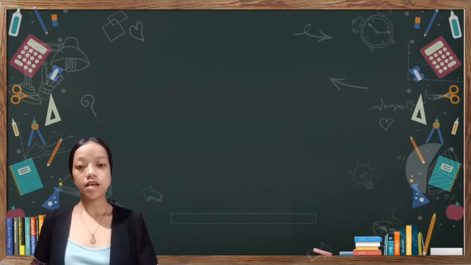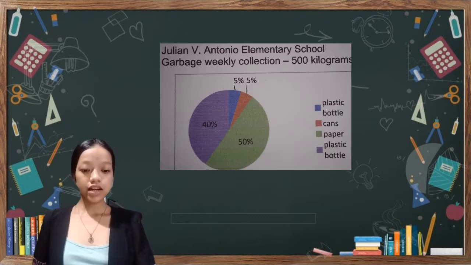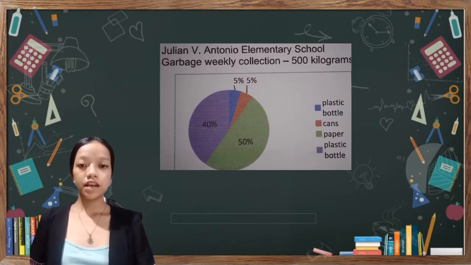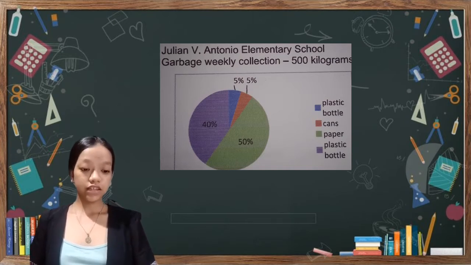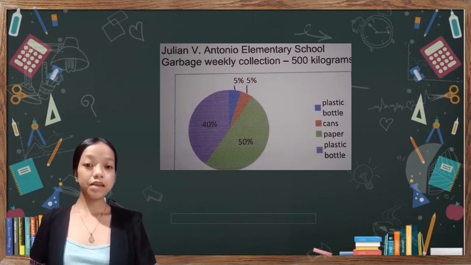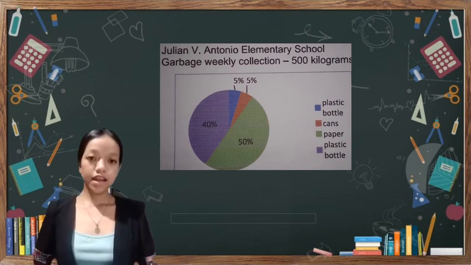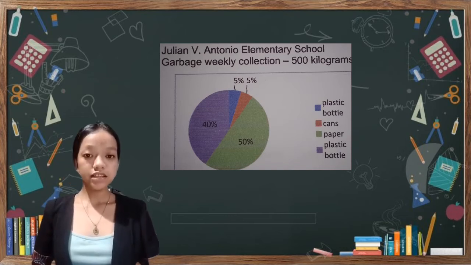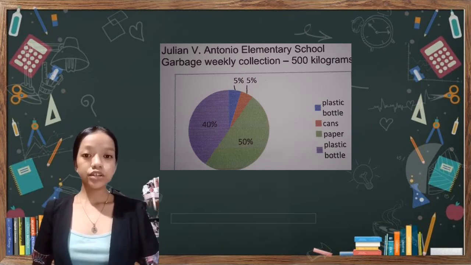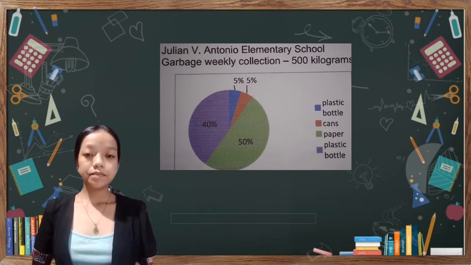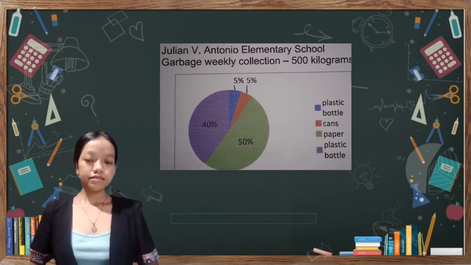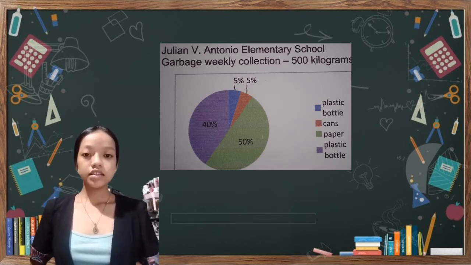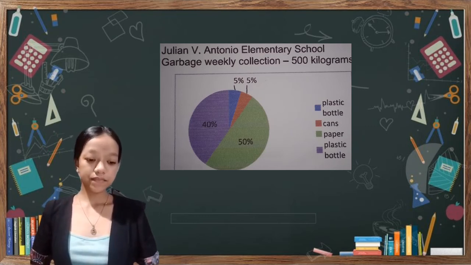Class, I have here a sample of a pie graph. In Julian V. Antonio Elementary School, it's about garbage weekly collection, 500 kilograms. The color blue is plastic bottle. The percentage of this is 50%. And the color orange is cans. The percentage of this is 5%. And the color green is called paper. The percentage of this is 50%. And the last is color violet.